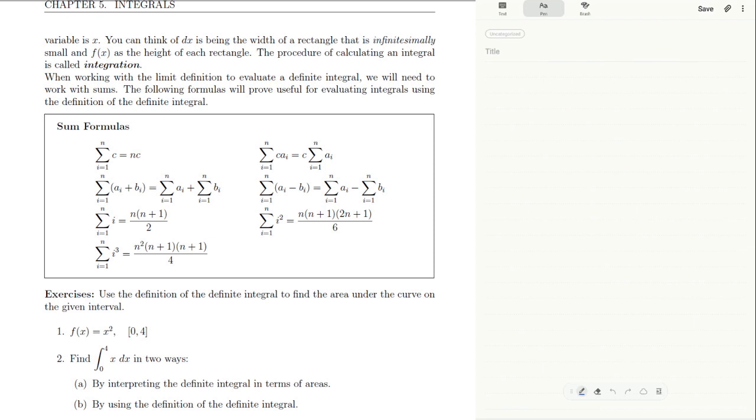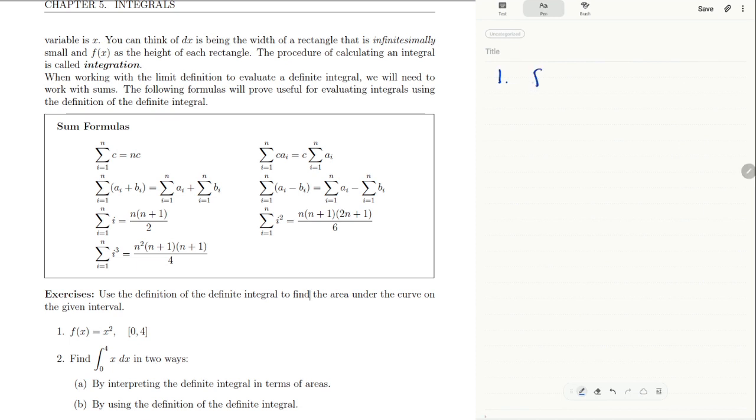Now, when we're working with the limit definition of the definite integral, then we will need to be working with sums. So here is a list of sum formulas that will be useful for us when we want to calculate the definite integral. So let's have a look at an example of calculating the areas under the curve using the definite integral.